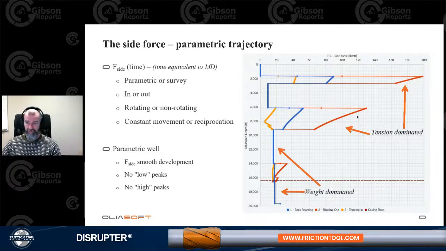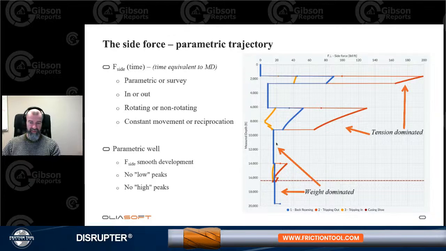And of course, if one tries to study this a little bit more, you can realize that here we are close to vertical. Our parametric well here has just started to do a little bit of a build. So in this section and in this section, we are actually tension dominated. So the side force in these areas comes more or less purely from the tension, and there is a very small component of the weight that actually contributes to the side force.